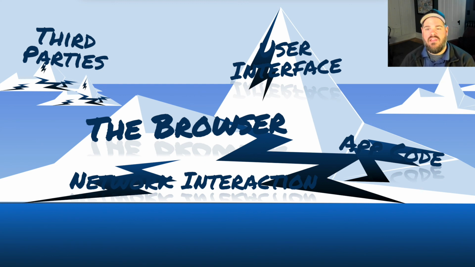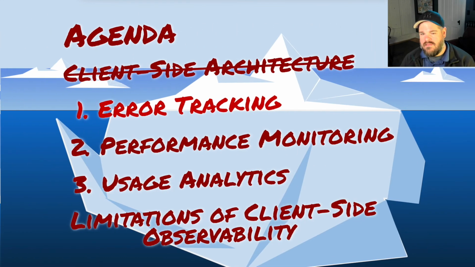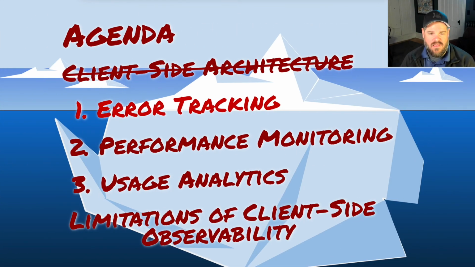So we have a complicated environment with millions of clients that can break in unpredictable ways. And yet this is paramount to our users. This is the user interface. So what do we do? Let's look at our different methods of observability of this fragile environment. We'll start with error tracking.